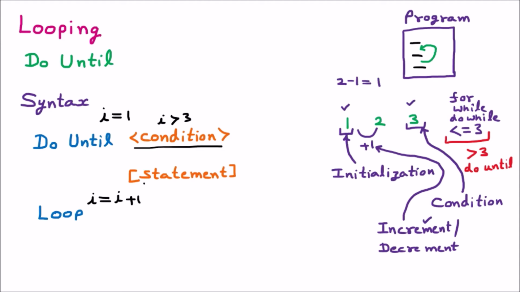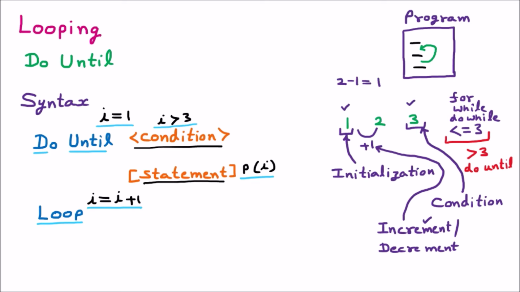Now in the statement we are writing the print, let's say printing the I. Now this is the do until syntax. First of all we will write the do until, then afterward we will give the condition I greater than 3, then print the I, then afterward increment it, then afterward write the loop, and before that we are writing I is equal to 1. So this is the complete syntax of do until.